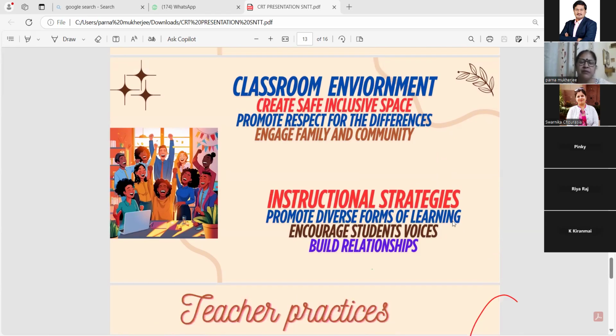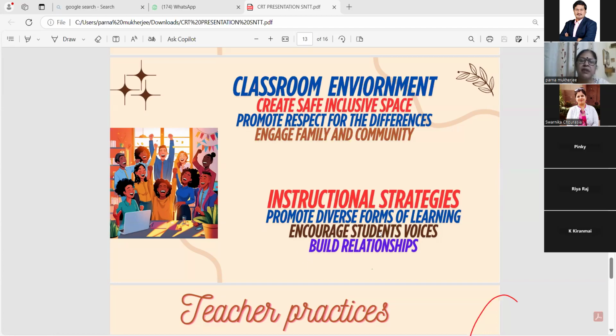Promote diverse forms of learning. Suppose reading is one of the assessment patterns for English, and you find that the child's pronunciation or diction is not appropriate; definitely the child is going to lose marks. But to change his diction and pronunciation is not a one-day process. It is a time-consuming, slow process. So maybe the child may not be able to read well, but may be able to write well. These diverse forms of learning and assessment will compensate his confidence.